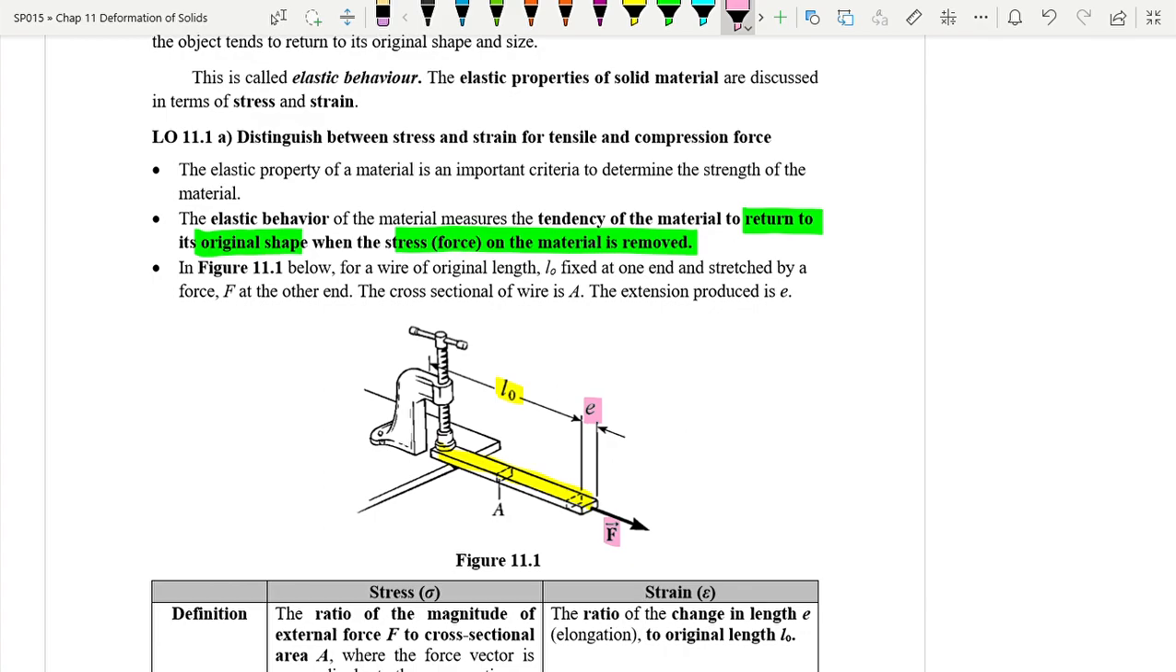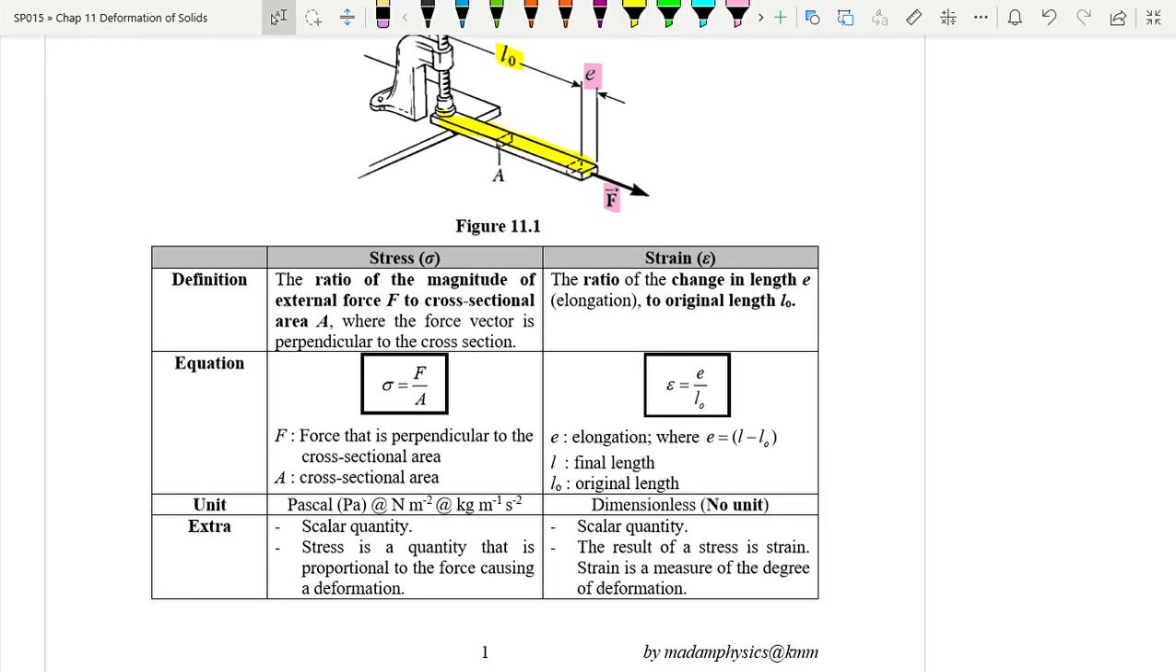If the force is removed, maybe the wire can go back to its original length, which is L0. If the force is sufficiently large, maybe the wire will have a permanent stretch, and it will not go back to its original length. So that is the process of deformation of solid. This behavior of deformation of solid is usually discussed in terms of strain and stress. We are going to discuss stress and strain for the tensile and compression force that acts on the solid material. So let's distinguish between stress and strain in the table below.